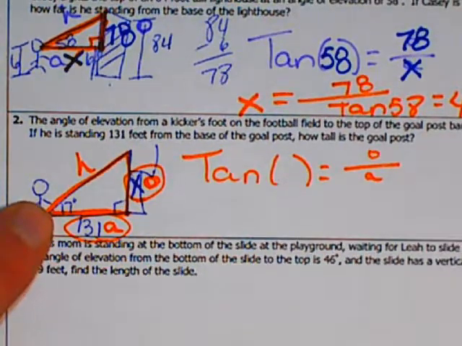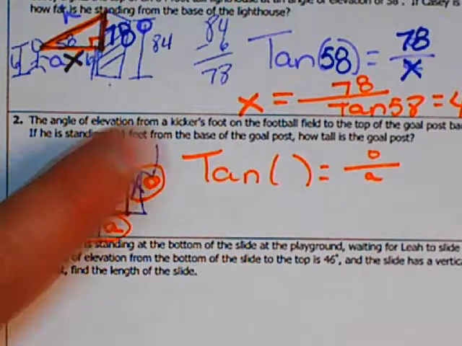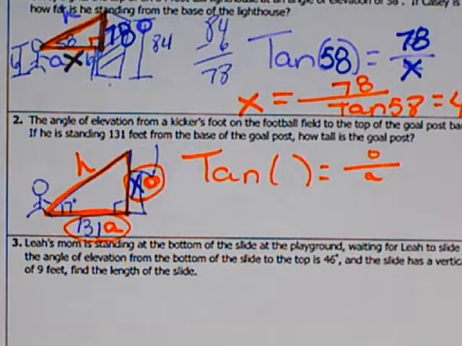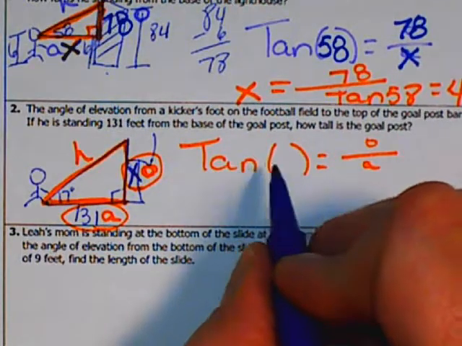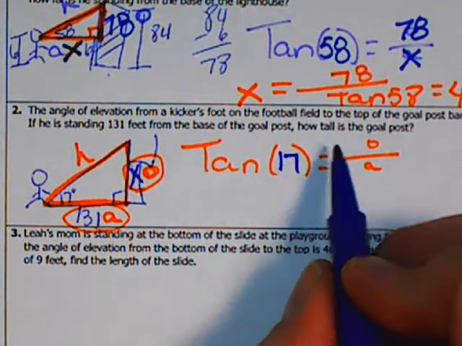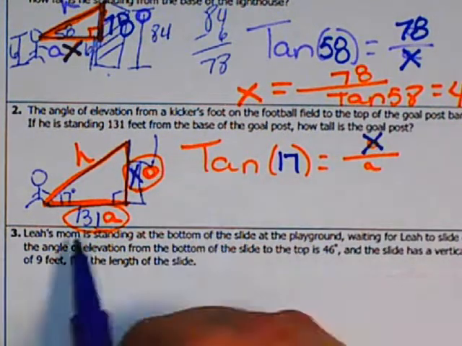And like I said, this would be how far did the ball travel if it hit the top of the goalpost. So then you would use hypotenuse. So tangent: the angle is 17, opposite is x. Good question.